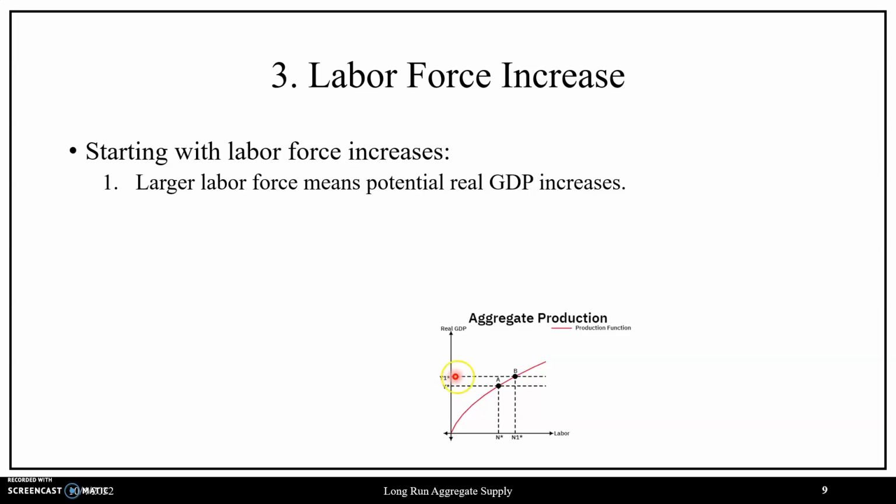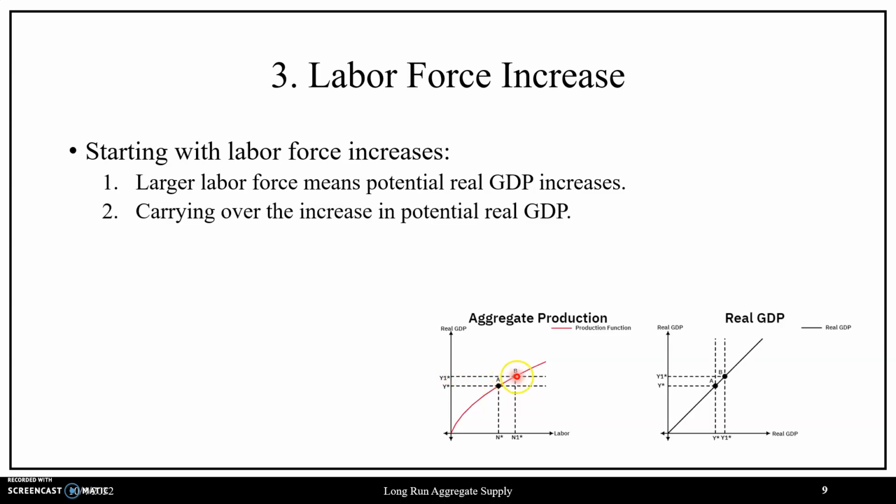Now to convey this in terms of long-run aggregate supply, we move horizontally to our 45-degree line, where in terms of our vertical axis, we see that Y1 star is strictly greater than Y star, indicating an increased potential real GDP. Intersecting our 45-degree line at point B and moving down on our horizontal axis, we see that once again, Y1 star is still greater than Y star in terms of potential real GDP.